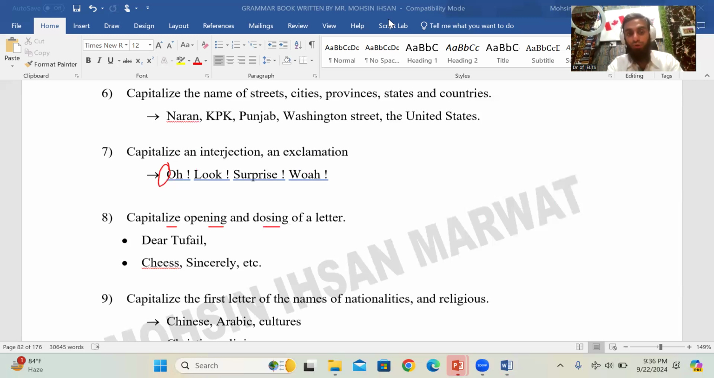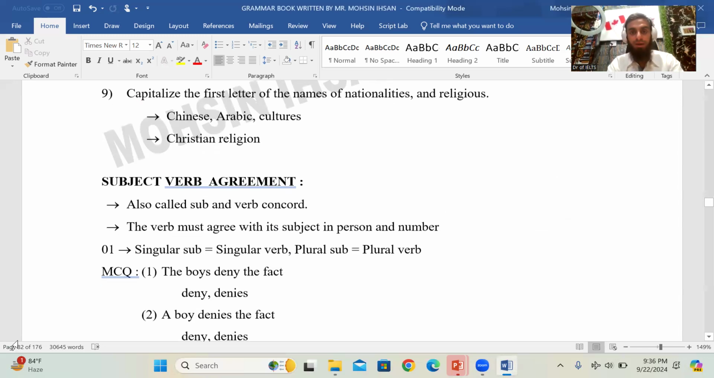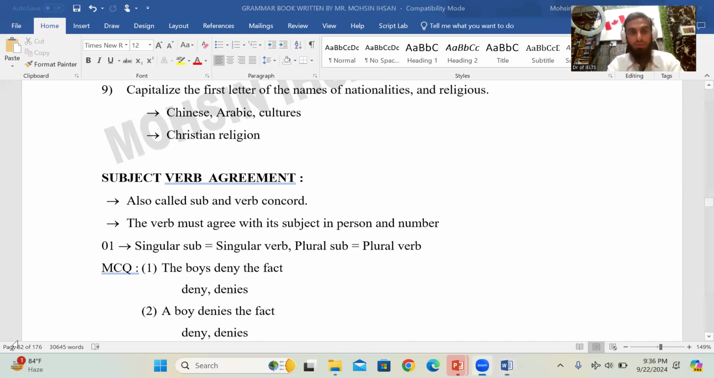Capitalize the opening and closing of a letter: Dear, Yours faithfully, Sincerely, right? So these are also with capital. Capitalize the first letter of the names of nationalities and religions. The last point: Chinese, Arabic, culture, if you want to mention any, Christianity, Islam, Muslim, right? Like these names of culture, the names of religion, and the name of nationality, Pakistani, Indian. So all of these should be written with a capital letter, right?